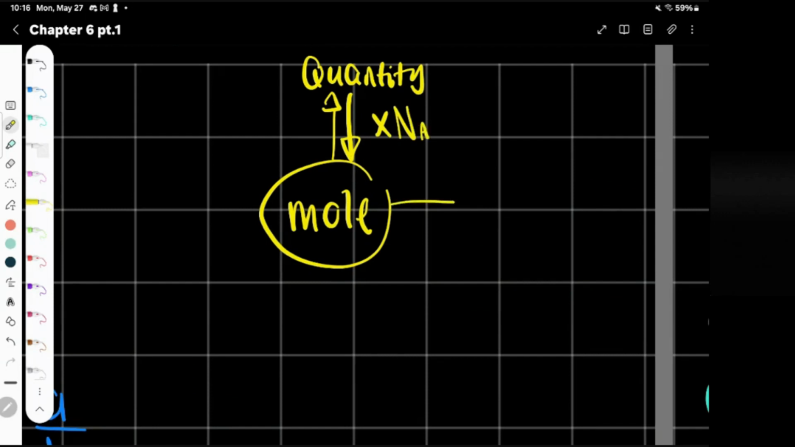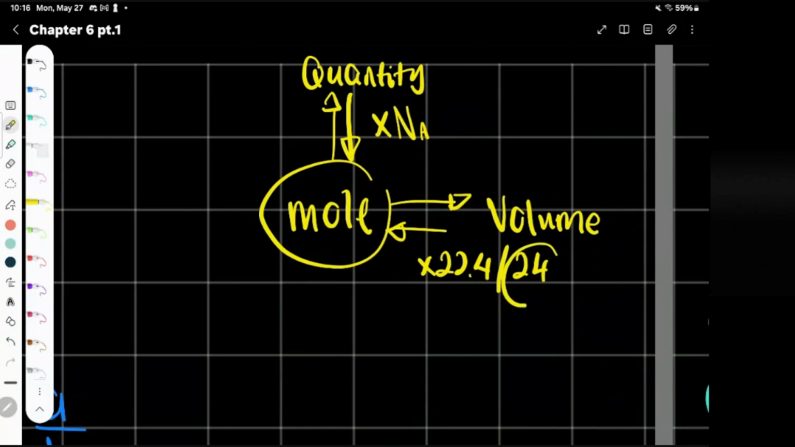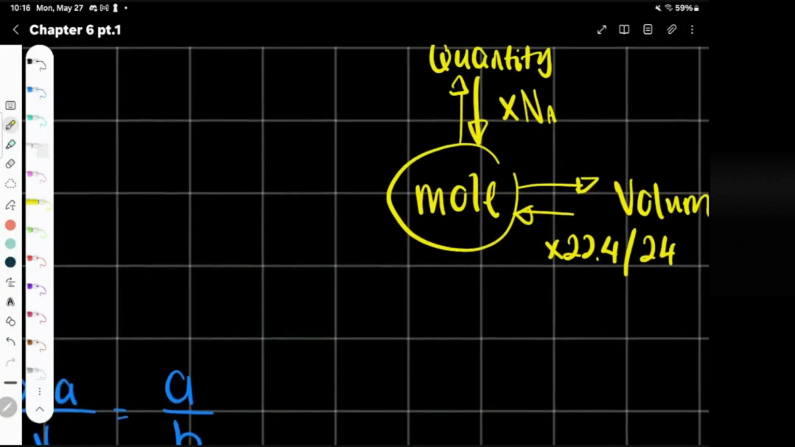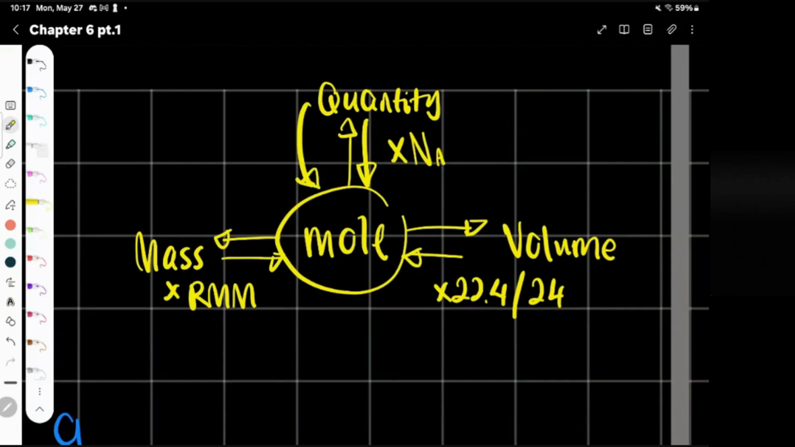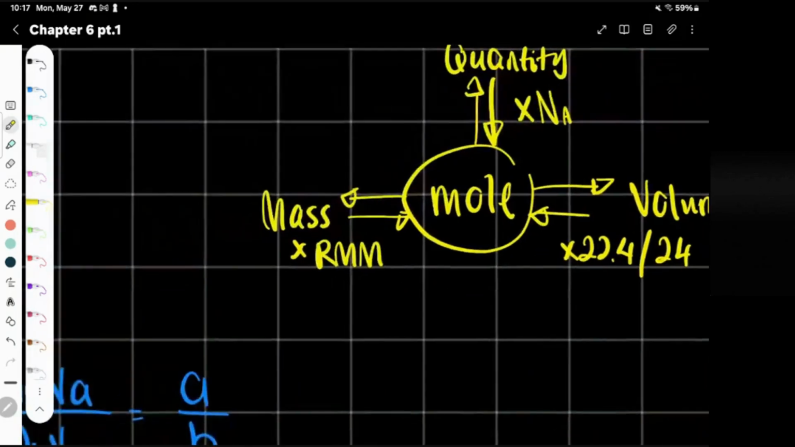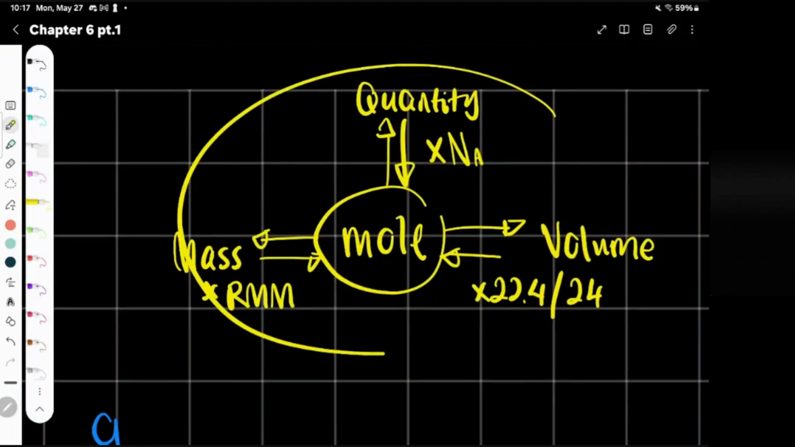But if you have volume, you have to times with either 22.4 or 24. 24 is the room condition, and 22.4 is the standard condition. If you are given mass, you can times with the RMM, the relative molecular mass. Of course to go forward you times, but to go backward you have to divide. Just use common sense. For example, to get quantity back to mole, you have to divide.